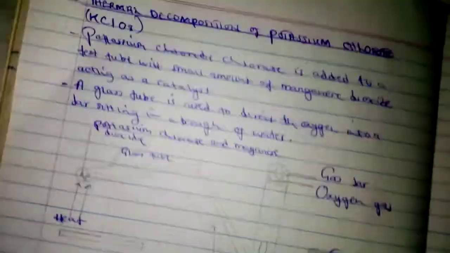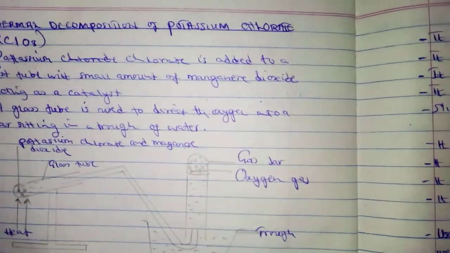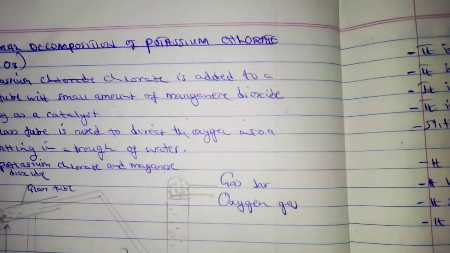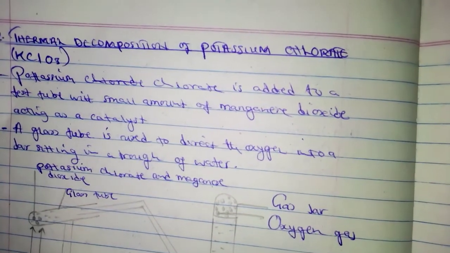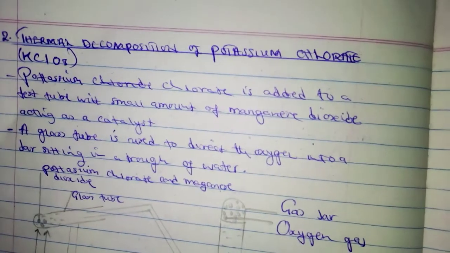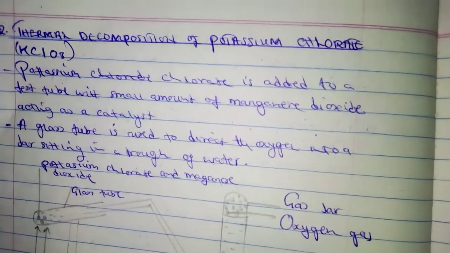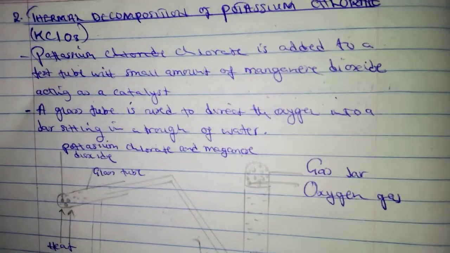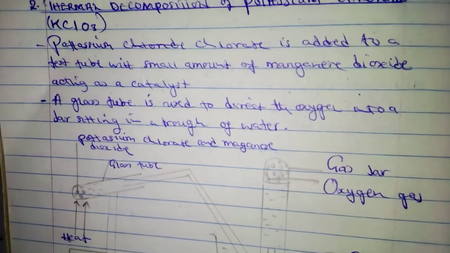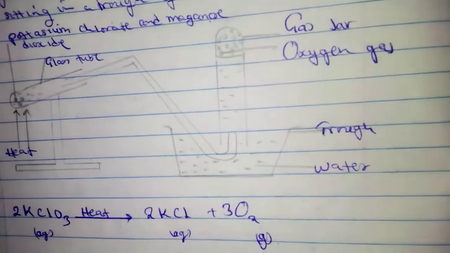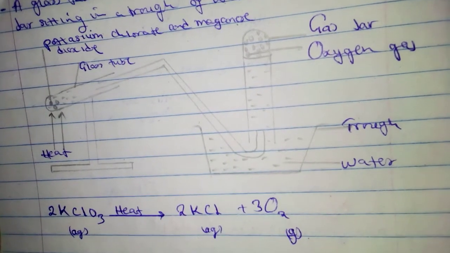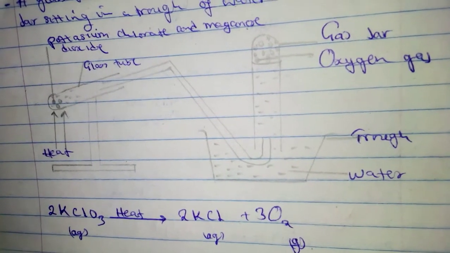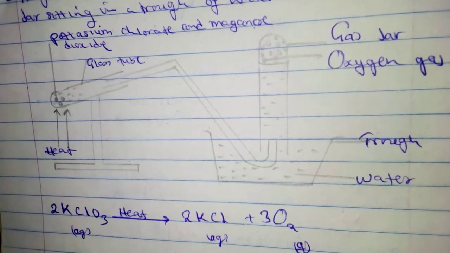And the second method is decomposition of potassium chlorate. When it decomposes, now how do you decompose it? It's being decomposed by heating it. And so this is what you're seeing. Now, remember that potassium chlorate, when it is heated, produces potassium chloride and oxygen. That's what happened.